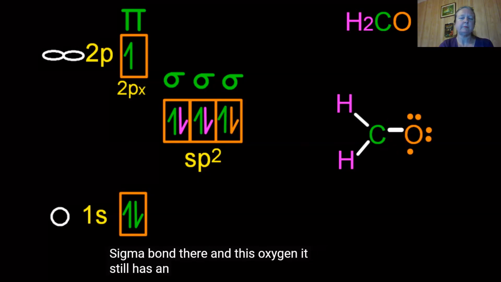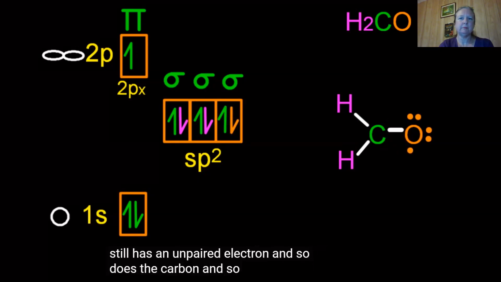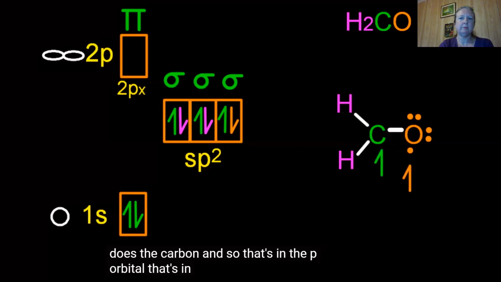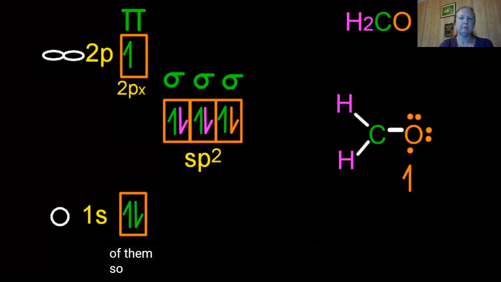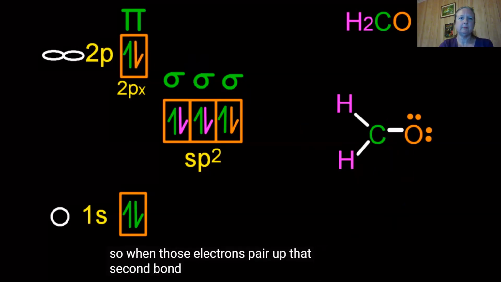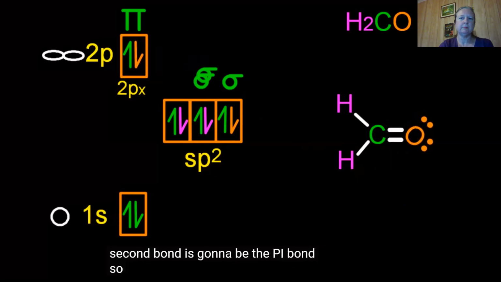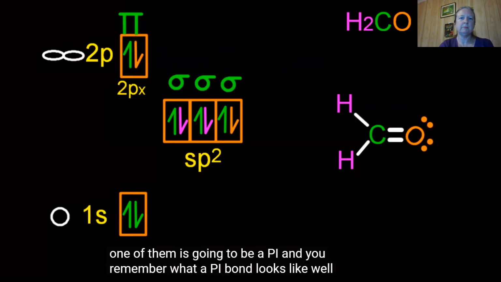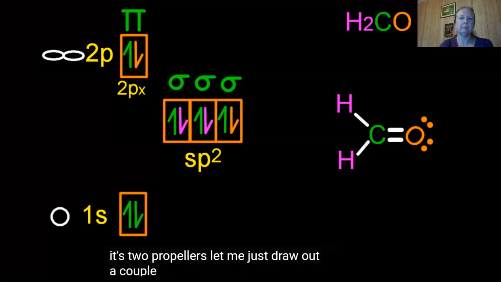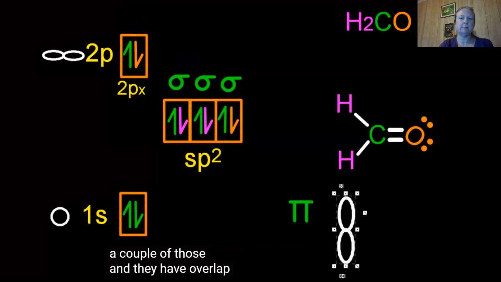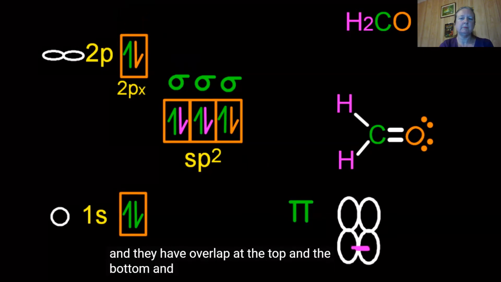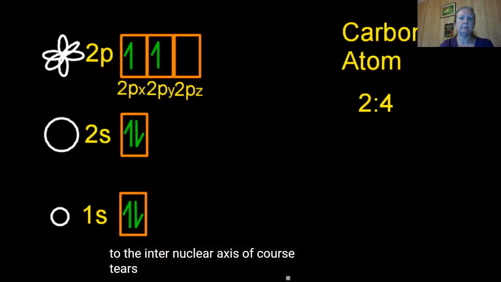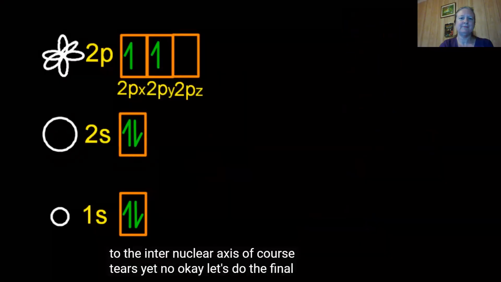And this oxygen still has an unpaired electron, and so does the carbon. And so that's in the p orbital, for both of them. So when those electrons pair up, that second bond is going to be the pi bond. So 3 sigmas, and in that double bond, one of them is going to be a pi. Now, do you remember what a pi bond looks like? Well, it's 2 propellers. Let me just draw out a couple of those. And they have overlap at the top and the bottom. And the p orbitals are perpendicular to the internuclear axis, of course. Tears yet? No? Okay, let's do the final hybridization.